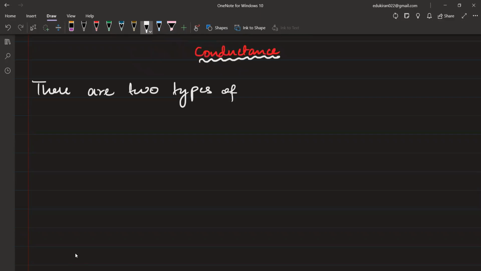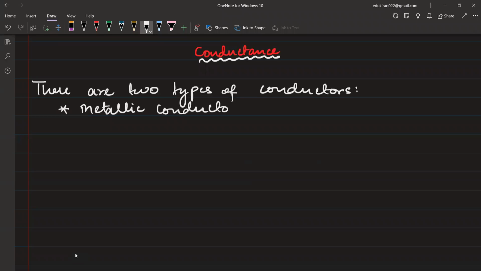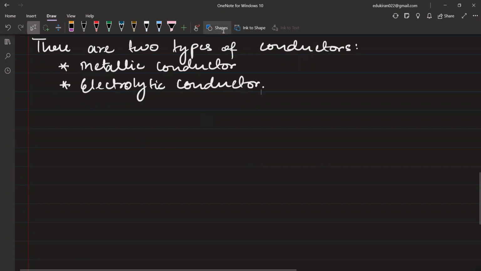two types of conductors. Number one, metallic conductor. Number two, electrolytic conductor. Now, let us write what are the differences between these two conductors.